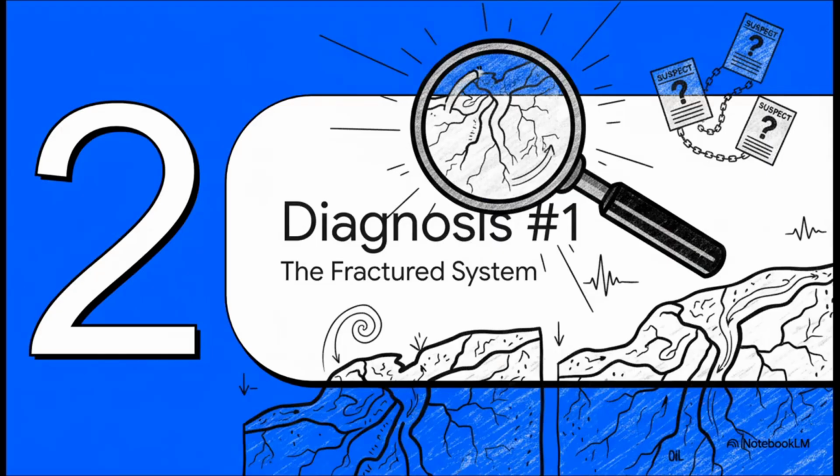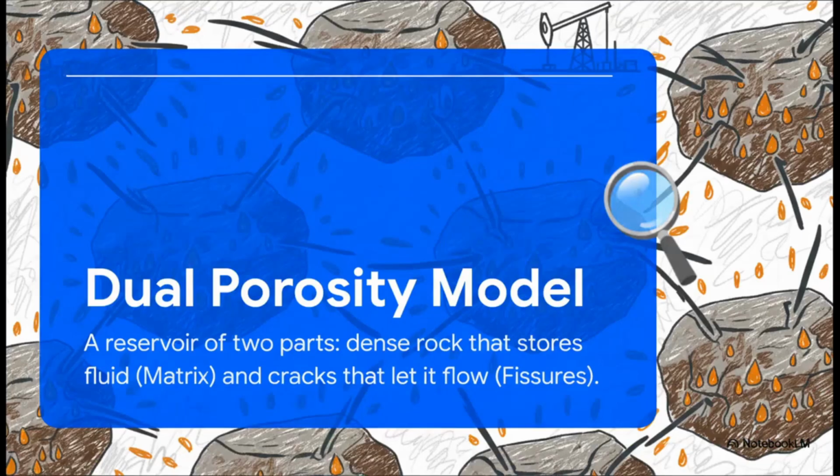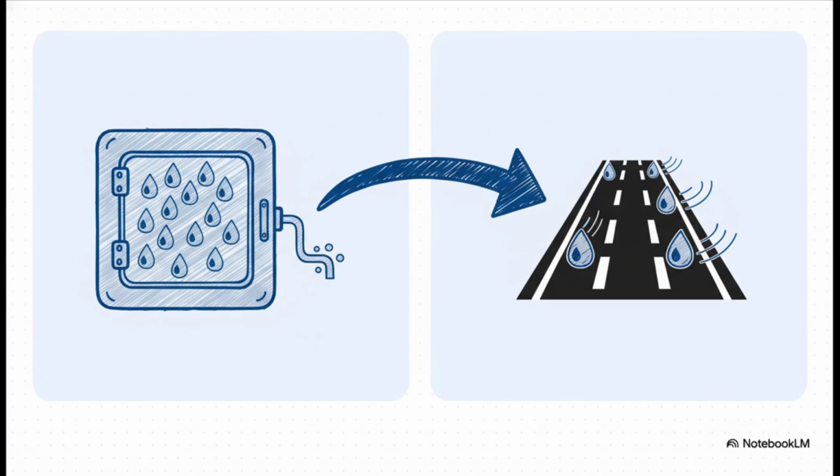Okay, so with our magnifying glass in hand, we can start to figure out what kind of reservoir we're looking at. And our number one suspect, the most common one we run into, is what's called a naturally fractured system. The technical blueprint for this is called the dual porosity model, but the idea behind it is actually pretty simple. You've basically got a reservoir with two distinct parts. There's the dense rock, we call that the matrix, which is where almost all of the oil is stored. And then you have this network of cracks, or fissures, that act like highways for that oil to get to our well.